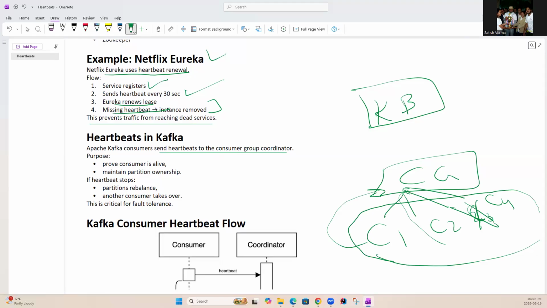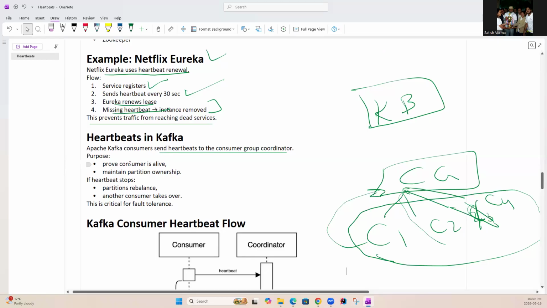Okay. The heartbeat is proof the consumer is alive, so it maintains partition ownership. If the heartbeat stops, partition rebalance happens and another consumer takes over. Whatever the partitions are, suppose it has partition 0, partition 1, partition 2, partition 3. If this one is not working, then its partitions will get distributed. Maybe P2 will go to consumer 2. Okay, something like that.